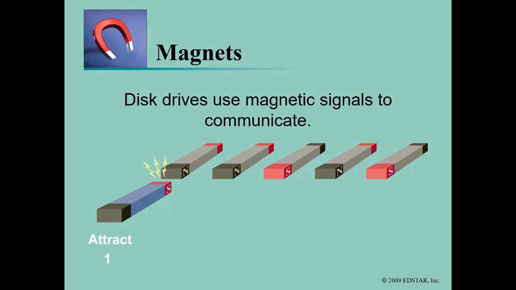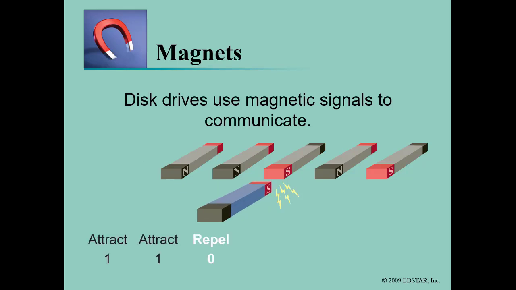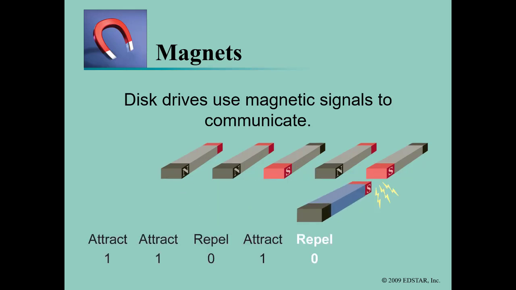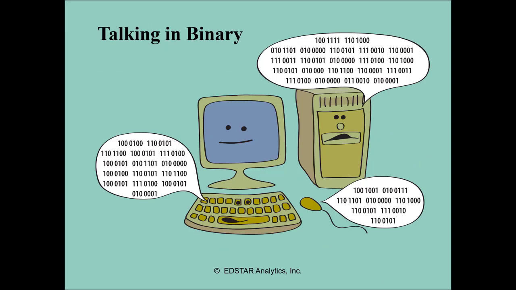Attract is 1 and repel is 0. This is why you don't want to have magnets near your hard drives or any part of your computer really. So there you have it. That's how computers talk to one another, using binary codes in base 2.